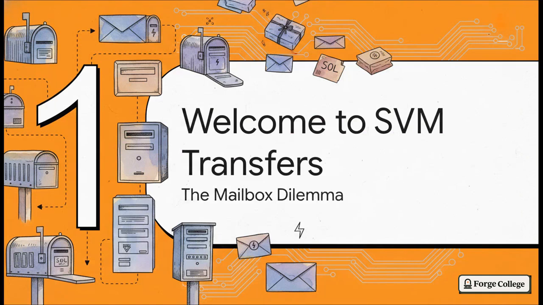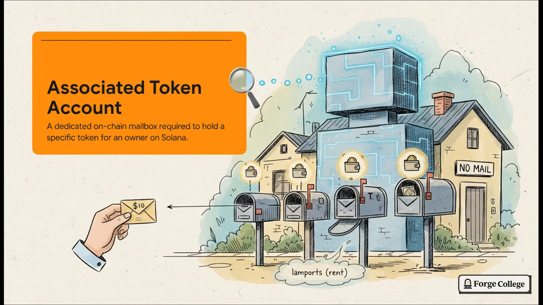Let's jump into Section 1, Welcome to SVM Transfers, or what I like to call the mailbox dilemma. Sending tokens on Solana is way less like updating some magical global ledger and a lot more like delivering a physical package. Imagine you want to send your friend $10, but first, you literally have to pay the blockchain landlord to build them a wallet just to hold it. That's the reality of the Associated Token Account, or ATA.